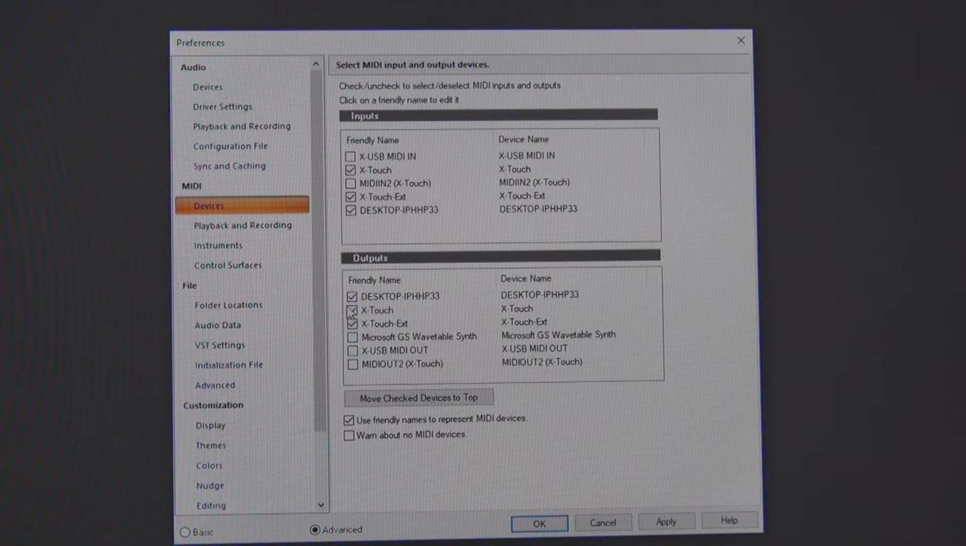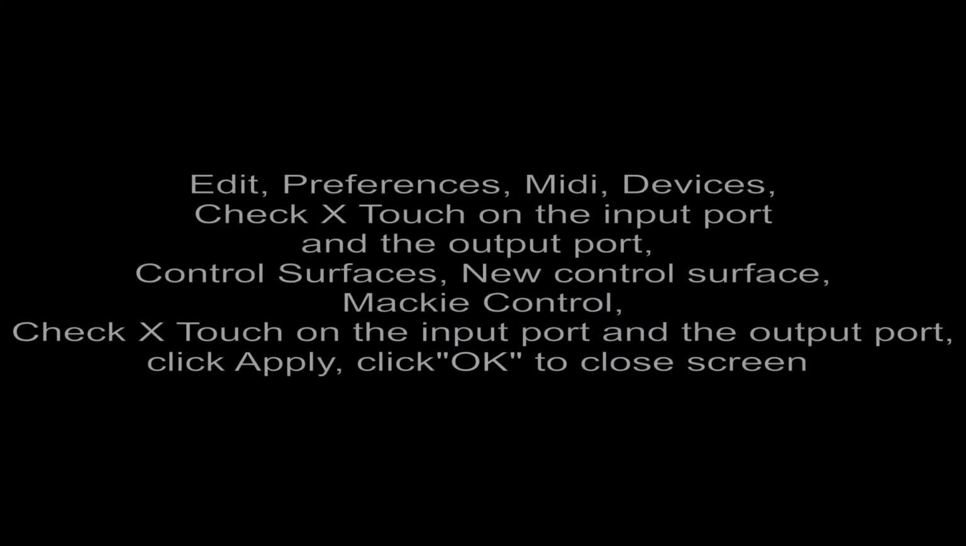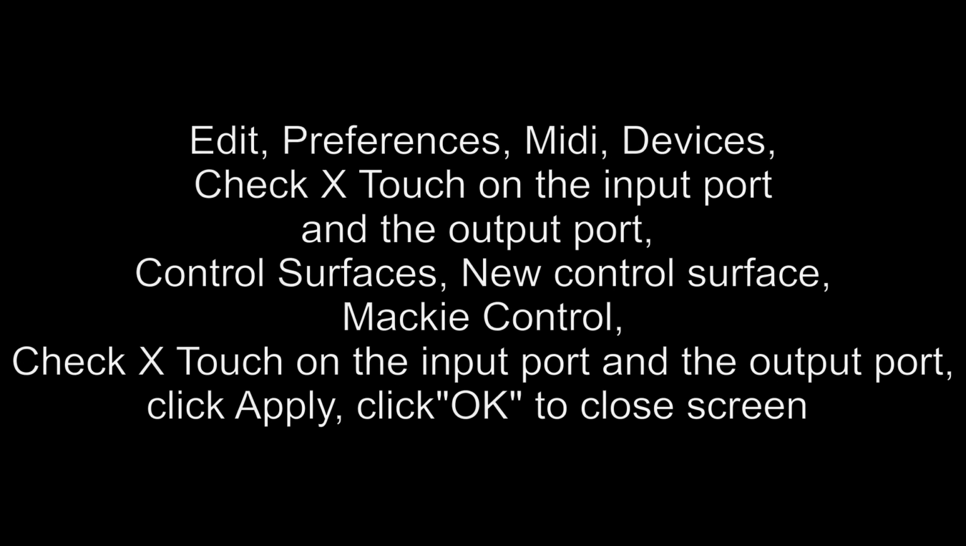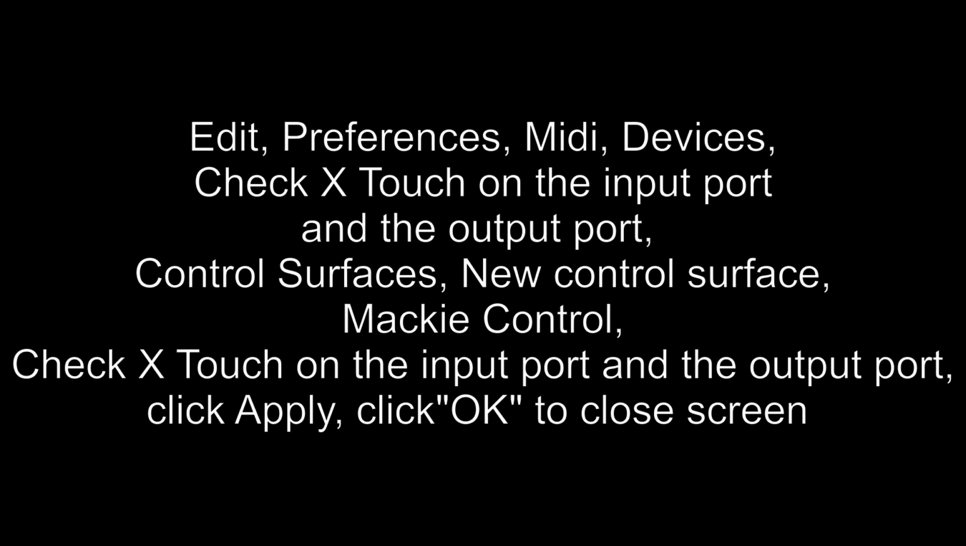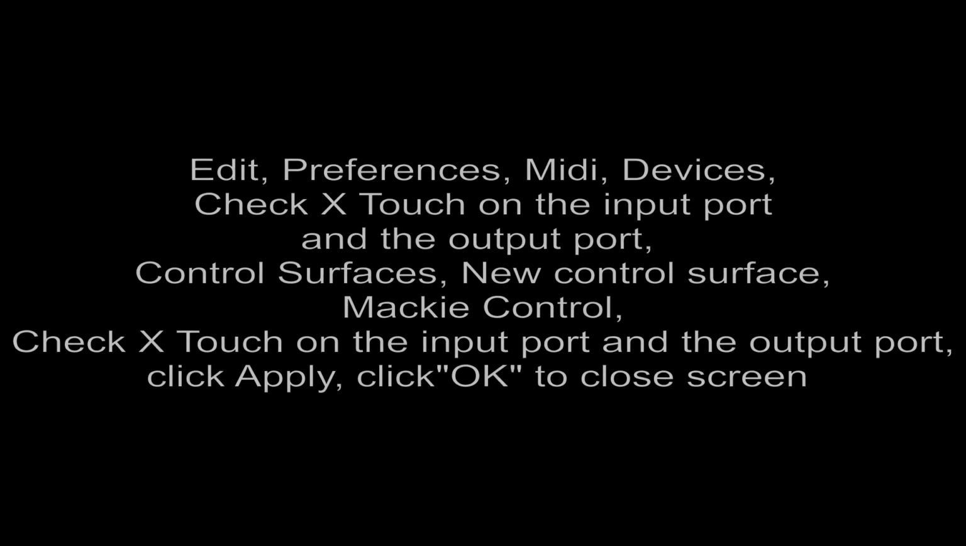If you didn't see them before as a choice on your control surface, then close this page, go back down to the control surfaces, open it up, and in the box where it shows your Mackie Control and it doesn't show anything for input and outputs, click there and the drop down box should now have X Touch in it. Just make sure that you have X Touch as an input, X Touch as an output, and everything will work fine.